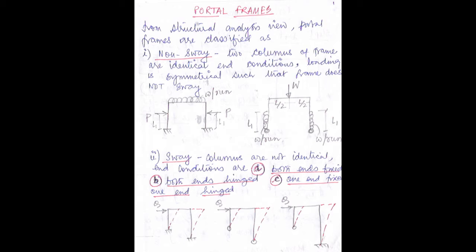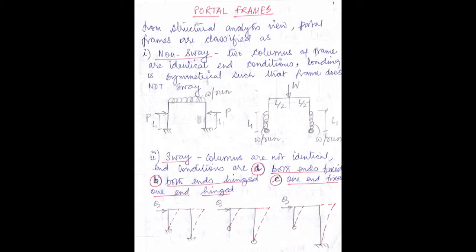And there is also one UDL acting, W per meter run or W per unit run, that is also placed on the horizontal span, or horizontal part, of the portal frame. So the first is an example of the non-sway frame, because here the end conditions are identical, both are fixed supports, and the loading is symmetrical. So this is a non-sway frame.